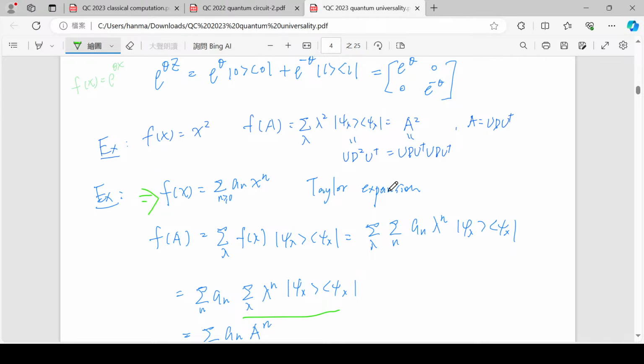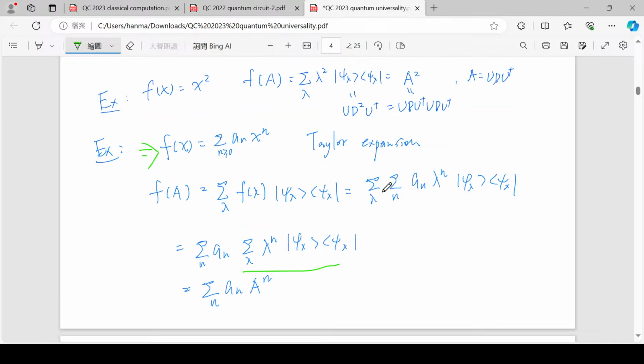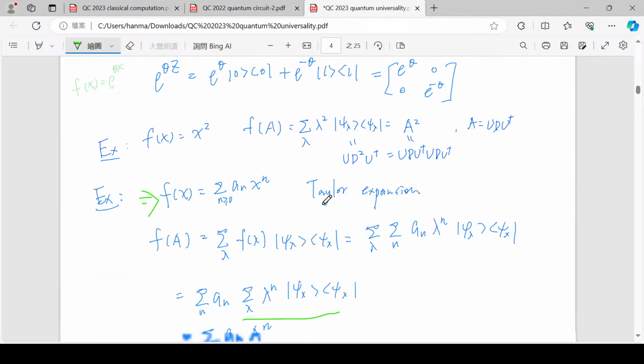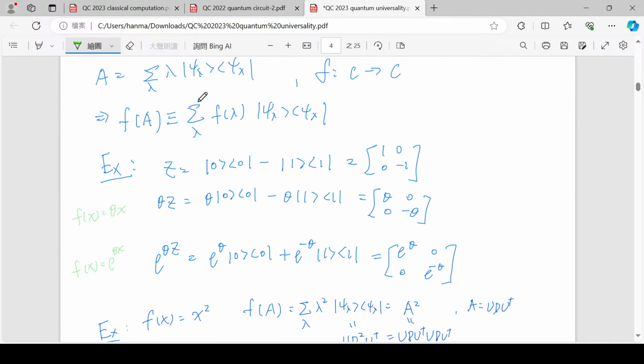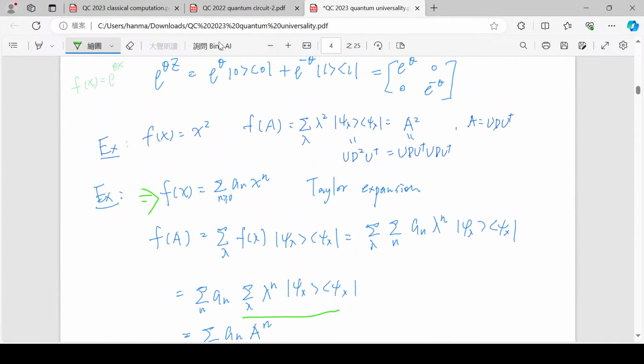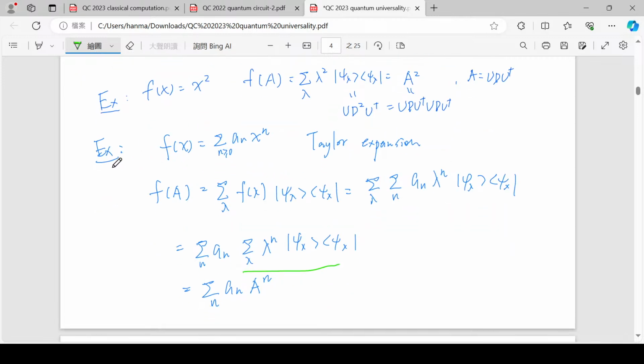Because you can think about every function as a Taylor expansion. I guess we are a little circular, but here we already have a definition of every function. But yeah, it says that if a function has a Taylor expansion, then you can express the result as a polynomial thing. Okay?